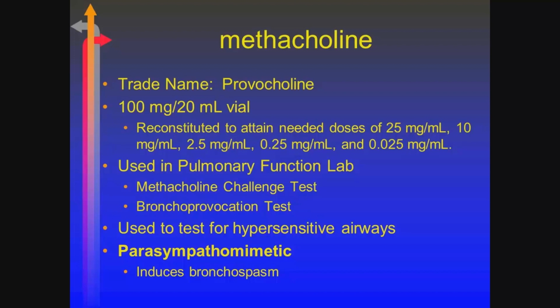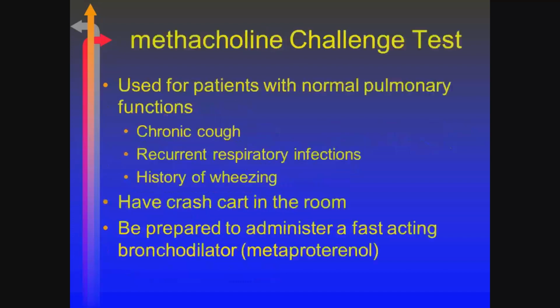This is a test that we use for hypersensitive airways. If somebody has signs and symptoms of asthma, but their pulmonary function tests don't reflect it, this is a way that we induce bronchospasm. So we purposefully create a bronchospastic problem. This is a parasympathomimetic, okay? And this is, again, the examples we're going to end up using.